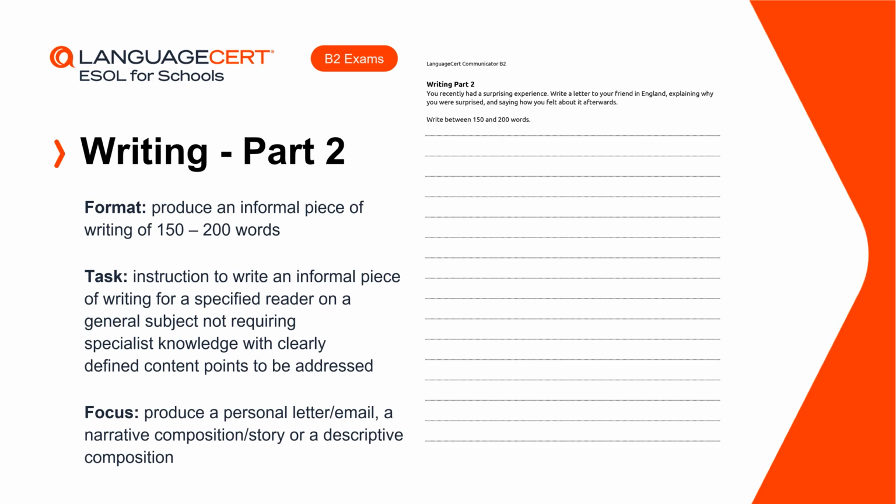Part 2 gives instruction to produce an informal piece of writing of about 150 to 200 words. Test takers are asked to write on a general subject, not requiring specialist knowledge, for a specified reader, and need to refer to a clearly defined number of content points. This part assesses their ability to produce a personal letter or an email, a narrative composition or story, or a descriptive composition.